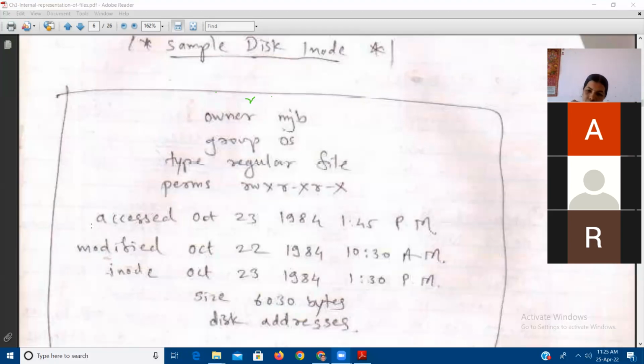Okay. So today we'll stop here. So complete this writing. So second point is in-core inode. So again, it is somewhat big point. We'll start it in the next lecture.